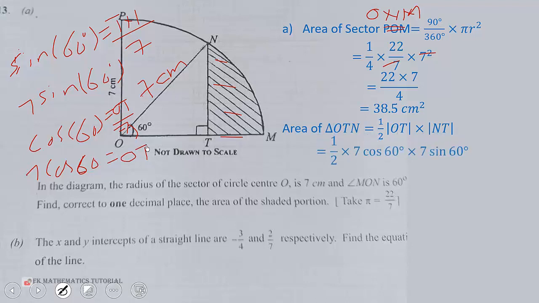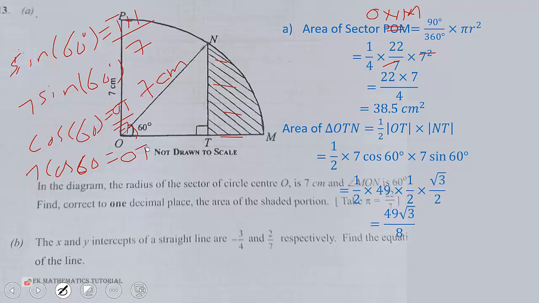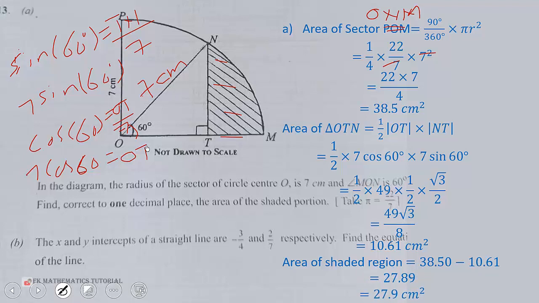So we put them there. Half times 7 cos 60 times 7 sine 60. And that will give us half times 49 times half times root 3 over 2 times 7. So 49 root 3 over 8 is 10.61 centimeters squared. Now area of shaded region will be 38.5 minus 10.61, which is equal to 27.89 centimeters squared. To one decimal place, we have 27.9 centimeters squared.